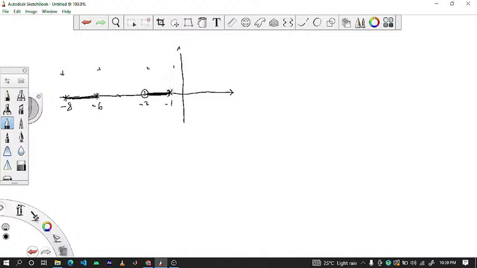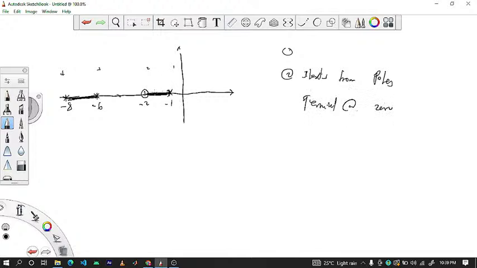So to the left of 1, there'll be a locus. To the left of 3, there'll be a locus. Fantastic. That's one of the rules. Another rule is that the locus always starts from poles and it terminates or ends at zeros.